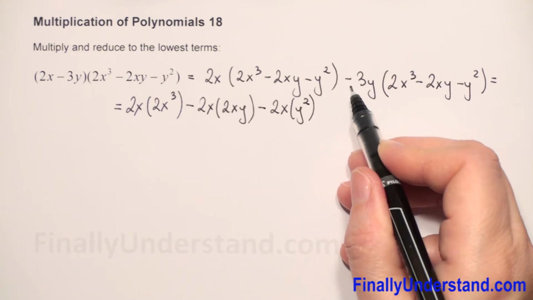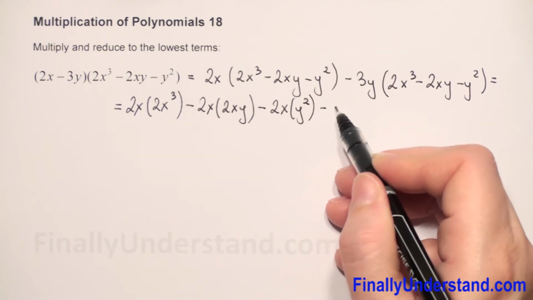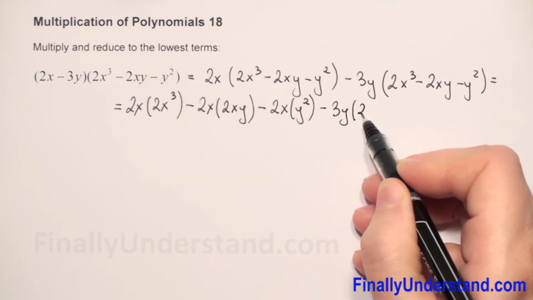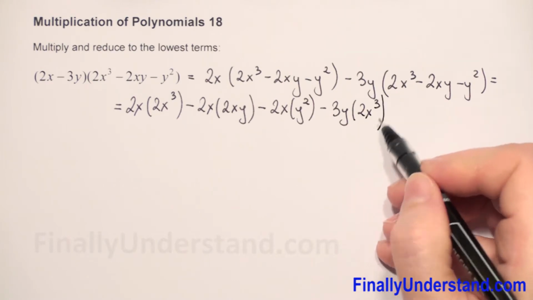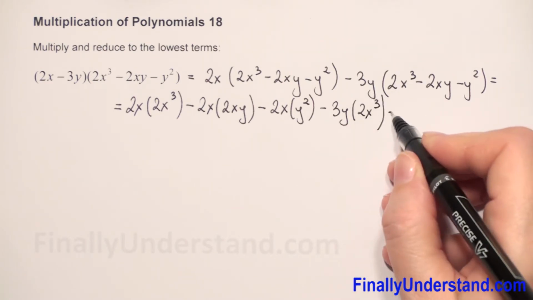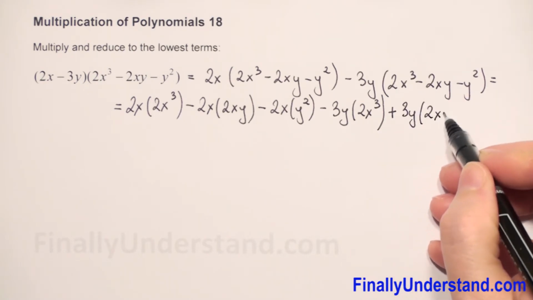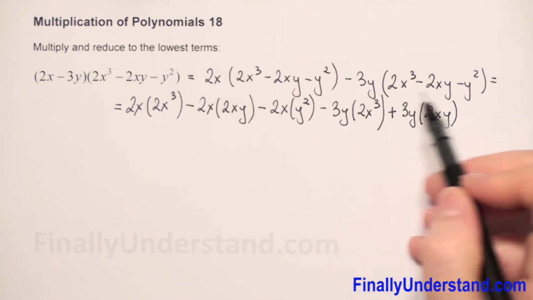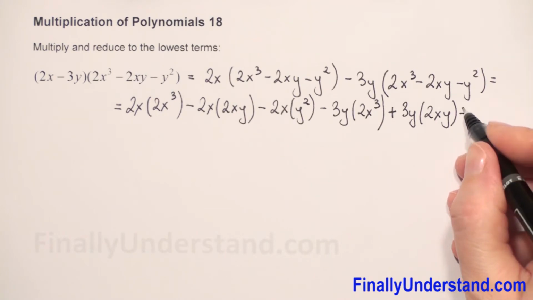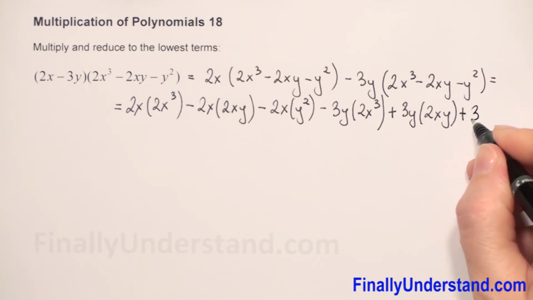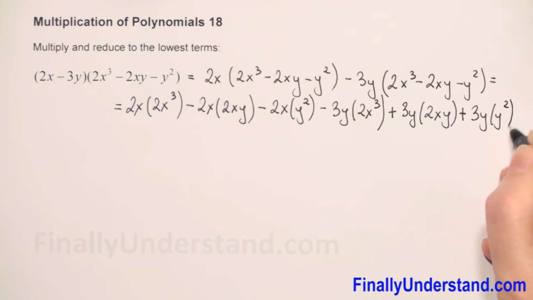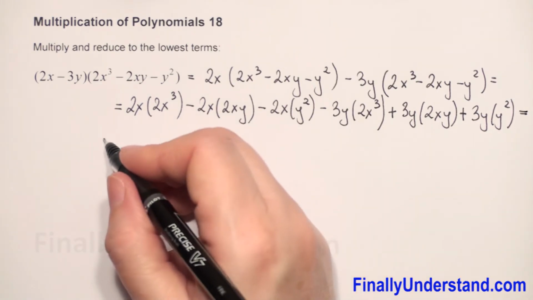And now we have negative, positive, so it will be negative 3y times 2x cubed. Negative and negative gives me positive, and we have 3y times 2xy, and again negative and negative, so it will be positive, and we have 3y times y squared. So this is equal.